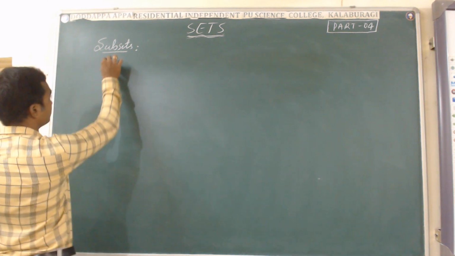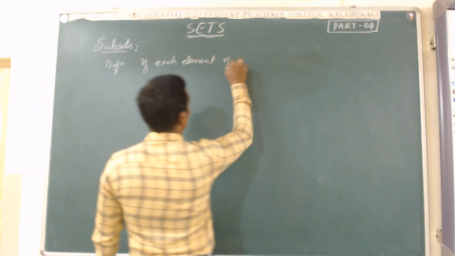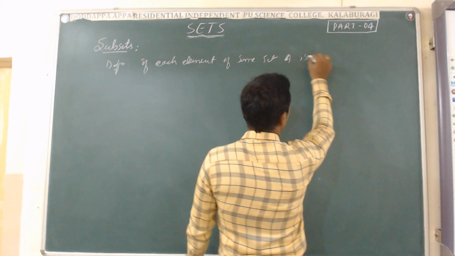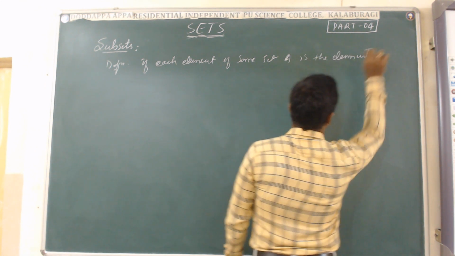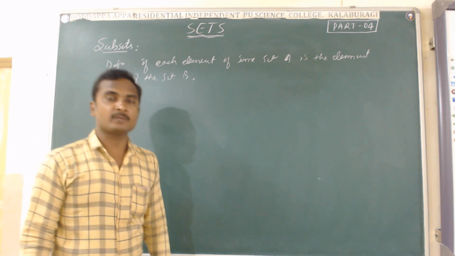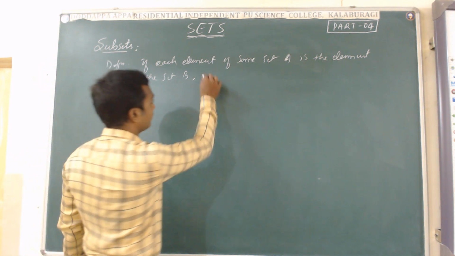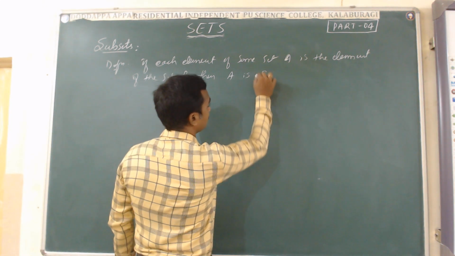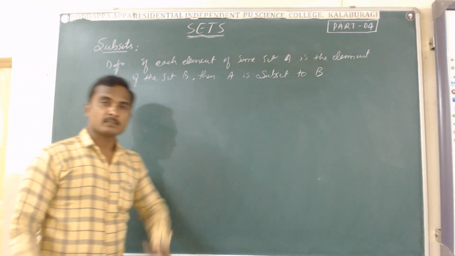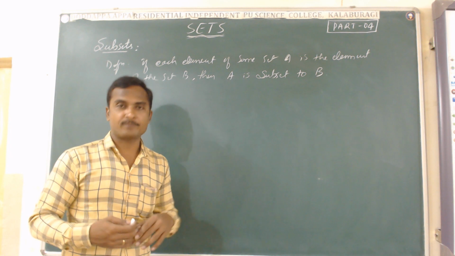That is, the definition is: if each element of some set A is an element of the set B, then A is a subset of B. If each element of the set A belongs to the set B, then we can say that the set A is a subset of B, right?